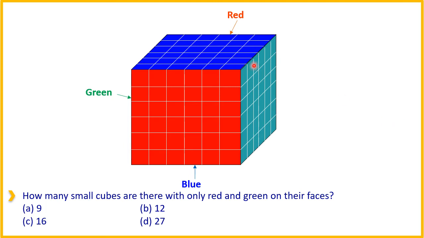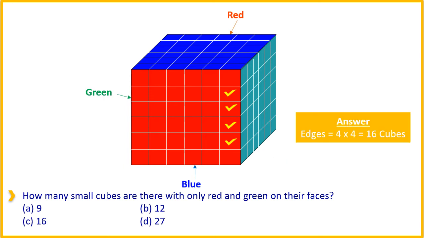So corner cannot be considered, because if we take a corner, blue color will also come, because top and bottom have blue color. So these 4 on every edge which are laterally placed. So the answer for this will be 4 multiplied by 4, that is 16. Option C is the right answer.